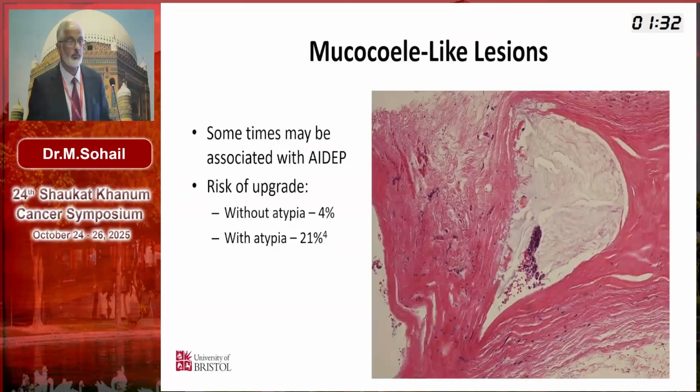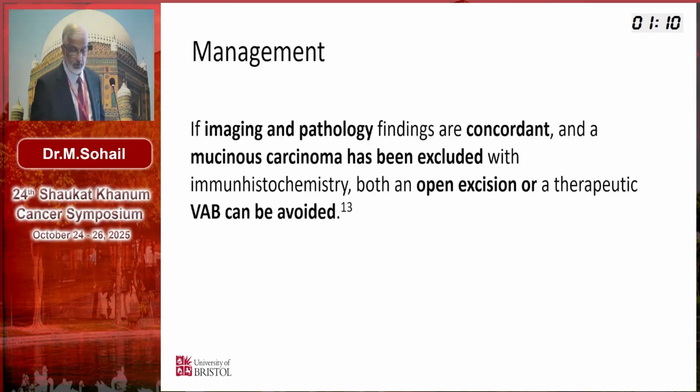And within this mucin, usually you don't see epithelial cells. But if you see many groups, then obviously most likely it's mucinous carcinoma. But if you see only one or two groups in the mucin, then it becomes atypical. So if it is without atypia, the upgrade rate is about 4%. But if it is with atypia, then it's about 21%.